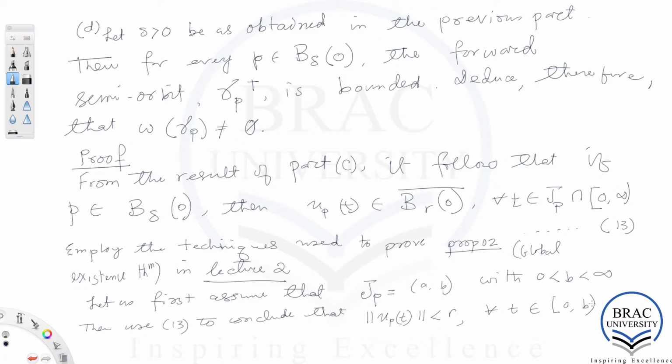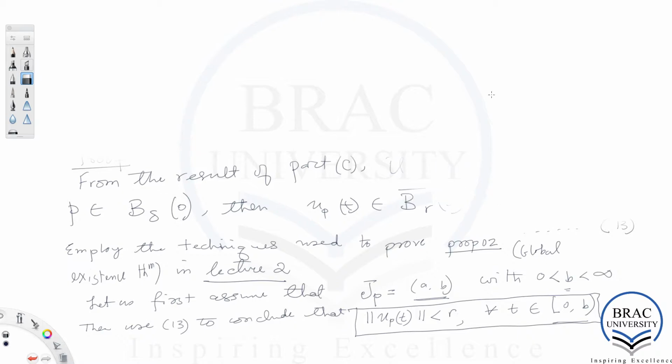Why? Because we have chosen JP to be a, b, where b is a strictly positive finite number. So the intersection of JP with 0, infinity is certainly going to be this half open interval. And by using 13 we arrive here for all T in this half open interval. Okay, good. I'm going to erase this part.